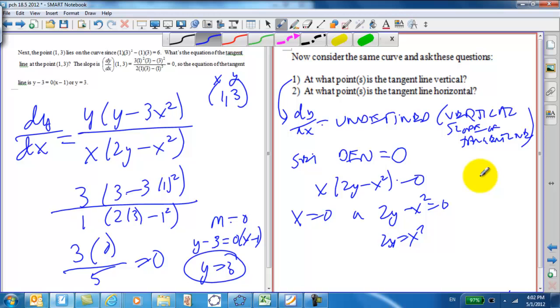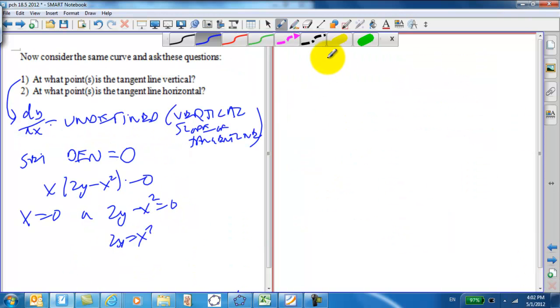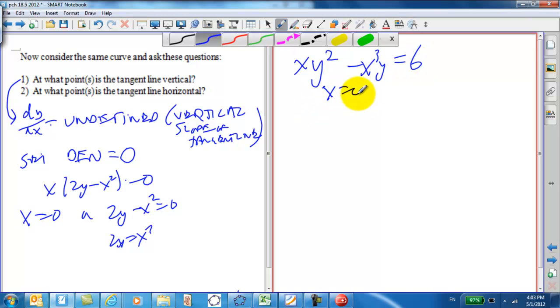Well, let's look back at our original equation, which was xy squared minus x cubed y equals 6. And if you set x equal to 0, basically you get 0 equals 6, so we get no answers from that.